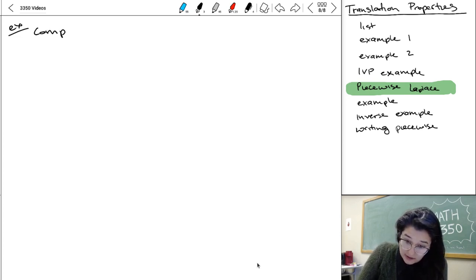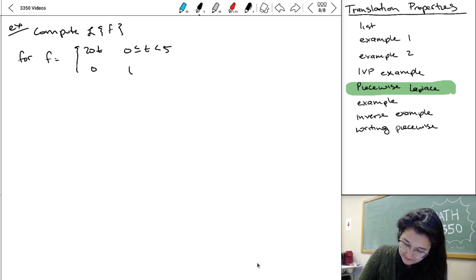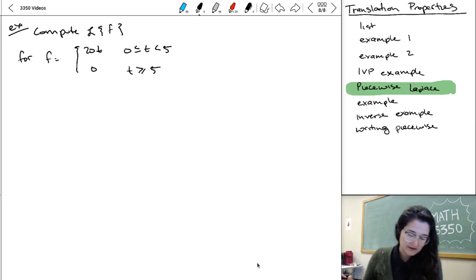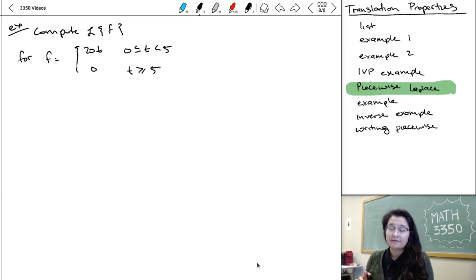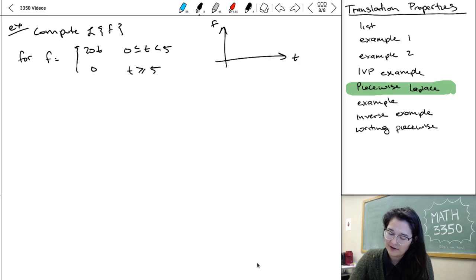So let's try to compute L of f for f equal to 20t, where it switches at 5, becomes 0 after 5. So this function is going to look like this. It's going to go up. I shouldn't have an arrow, sorry. It's going to go up until 5, and then it's going to be 0 after that.